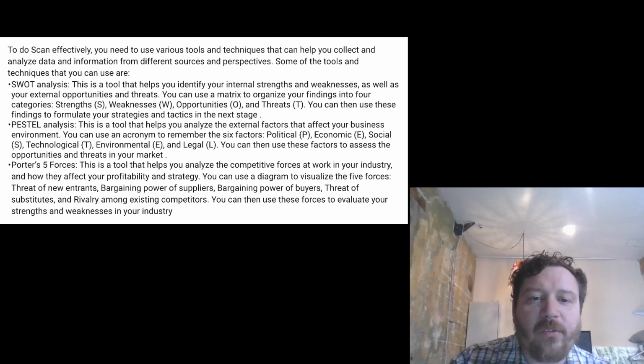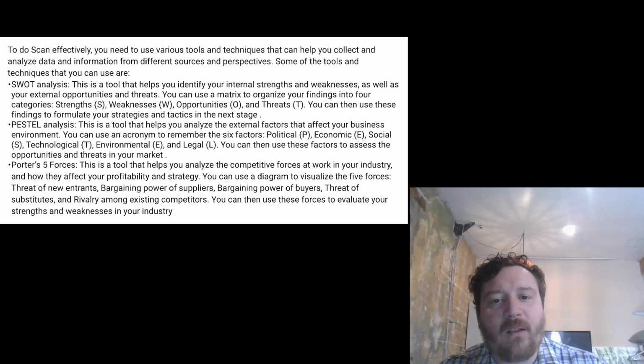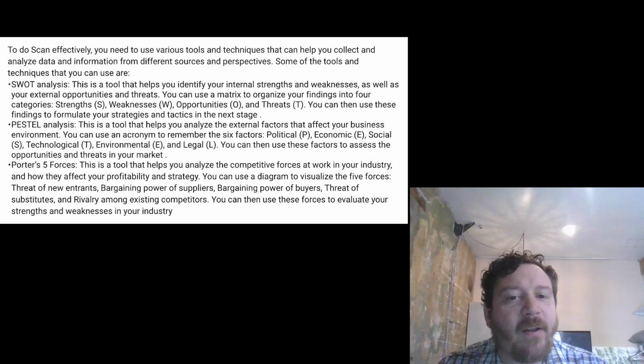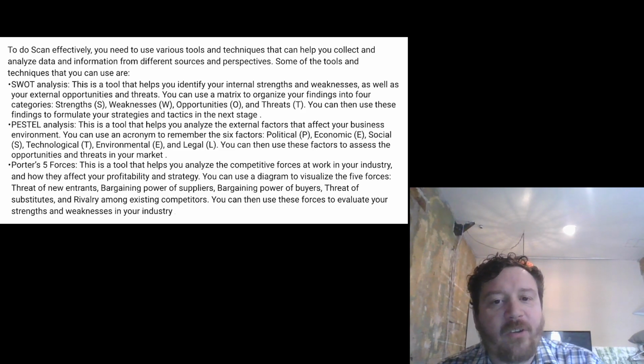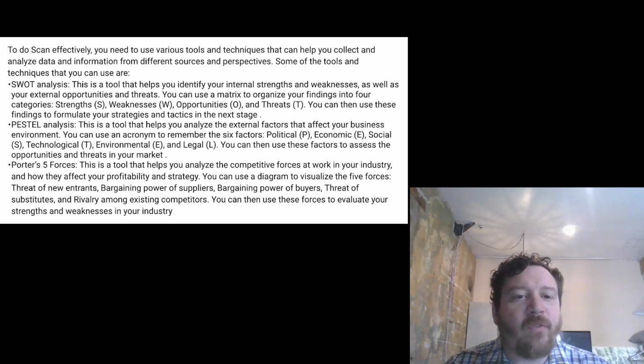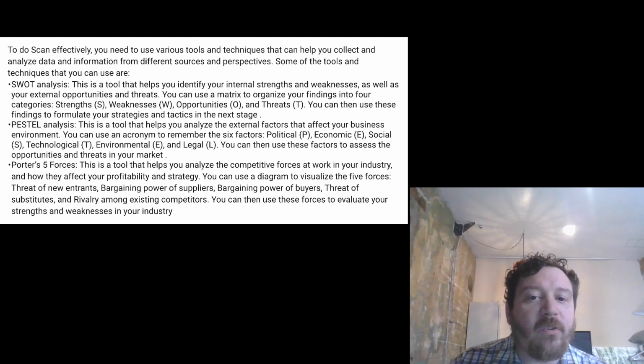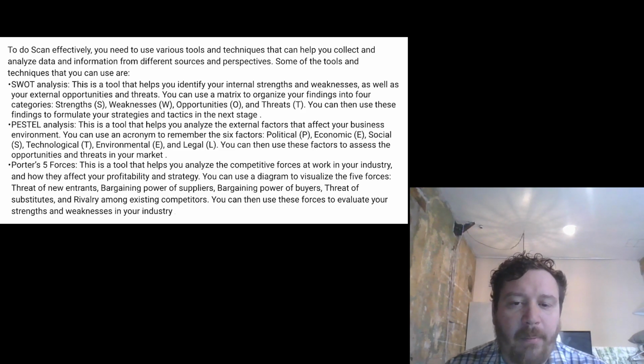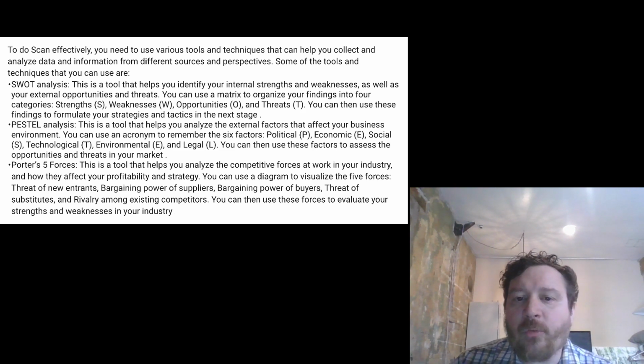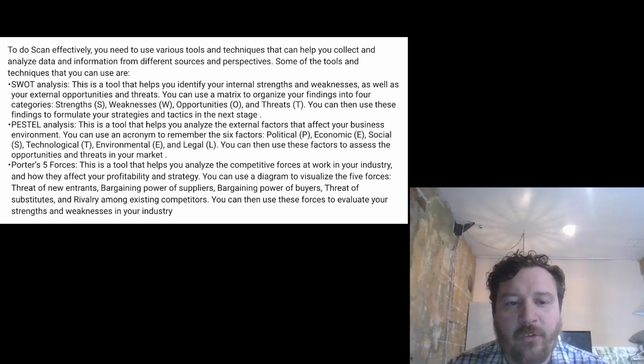Porter's Five Forces. This is a tool that helps you analyze the competitive forces at work in your industry and how they affect your profitability and strategy. You can use a diagram to visualize the five forces: threat of new entrants, bargaining power of suppliers, bargaining power of buyers, threat of substitutes, and rivalry among existing competitors. You can then use these forces to evaluate your strengths and weaknesses within your industry.